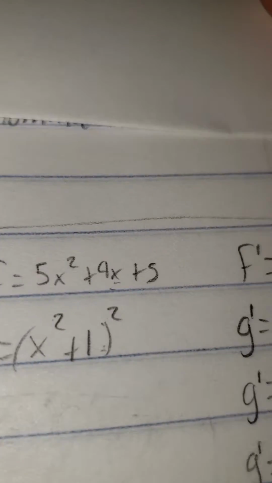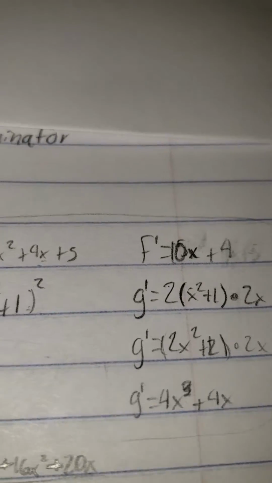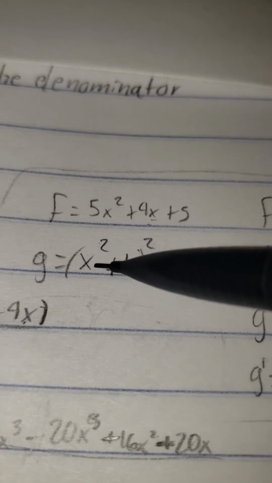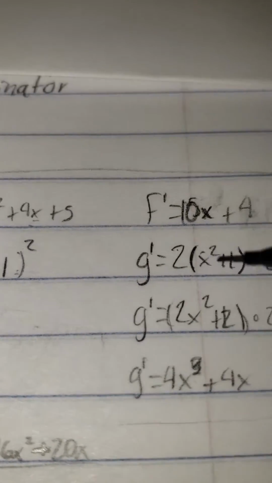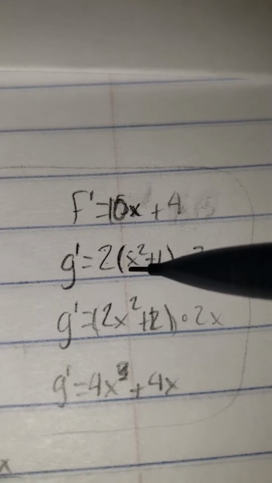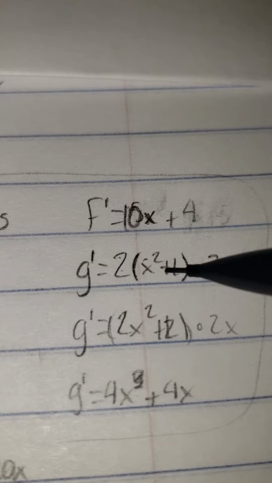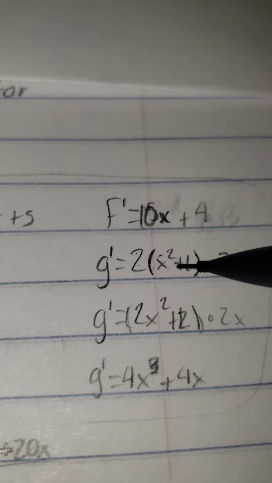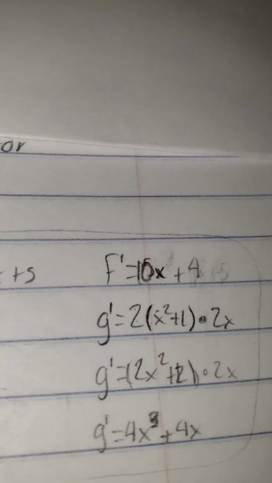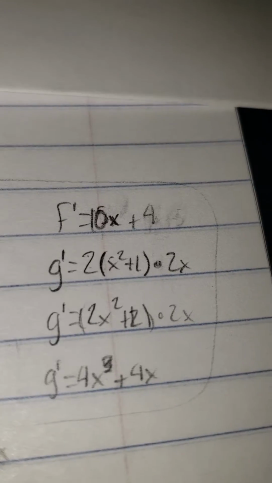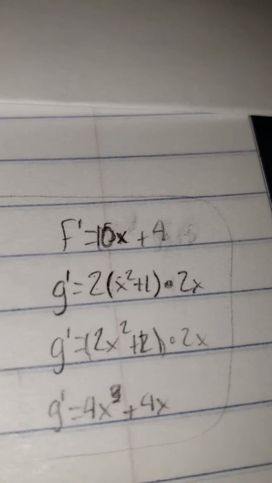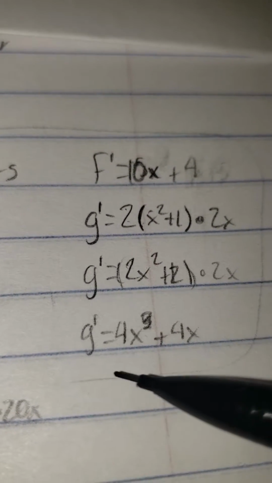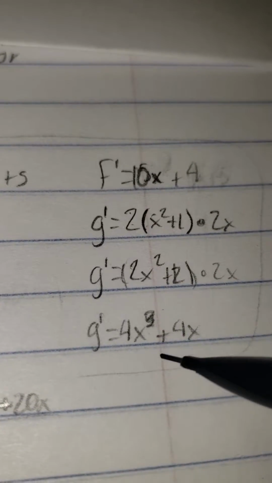So, in this case, being that g is equal to x squared plus 1 all squared, it turns out to be 2 times the aforementioned factor of x squared plus 1 times 2x, which is just the power rule of that. Now, for this one, I am simplifying it a bit, so I'm not having to make it even more difficult in my head. So I simplify it to 2x squared plus 2 times 2x, which turns out to be 4x cubed plus 4x.